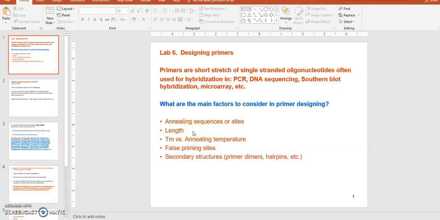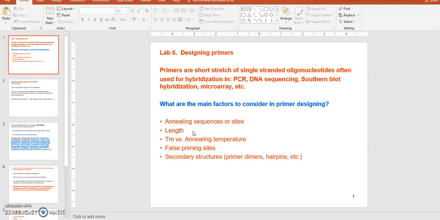So it should be large enough, but it should not be too long. If it's too long, there's a chance that your primer will have a lot of secondary structures. We'll talk about what secondary structures are, but if you have a lot of secondary structures, your primer would not bind on the target site. So that's another problem. So the required size is about 21 nucleotides long. That's probably the requirement.